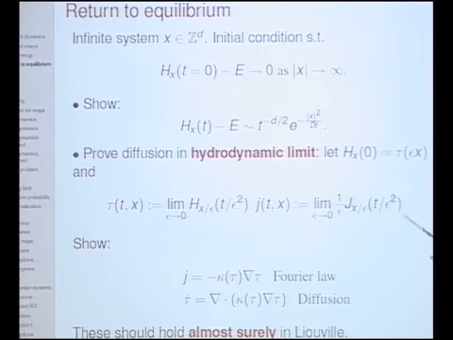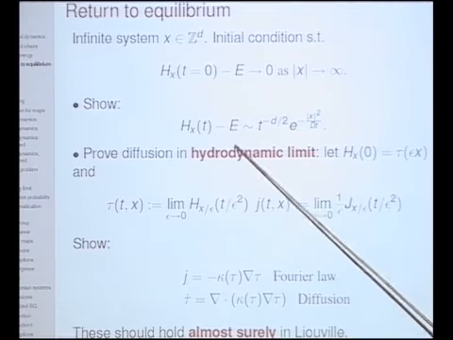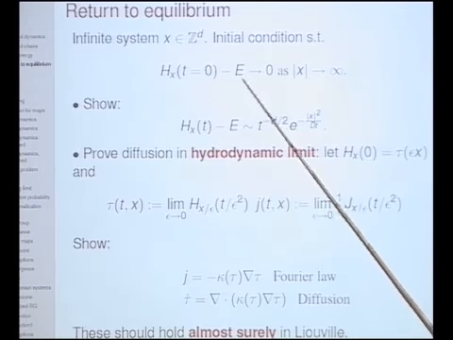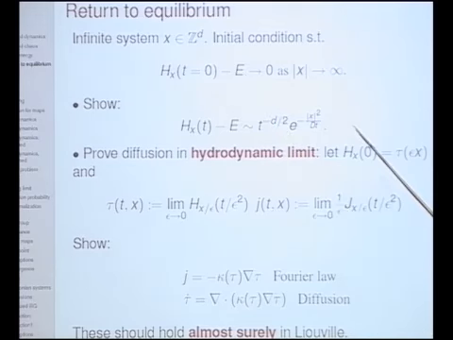More precisely, take an infinite system and take an initial condition so that your energies tend to a constant at infinity, so there's some bump in the middle. You would like to show that as time proceeds, they deviate from this constant in a diffusing manner, namely by this heat equation type behavior.